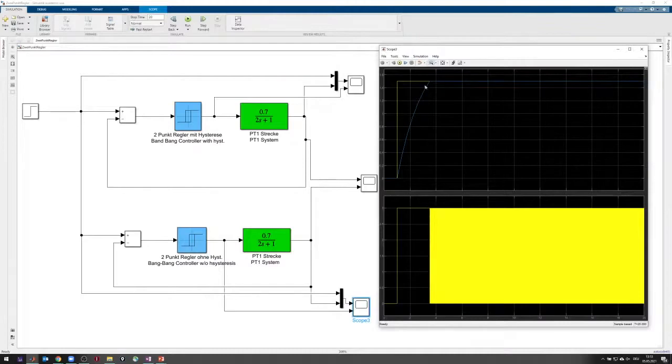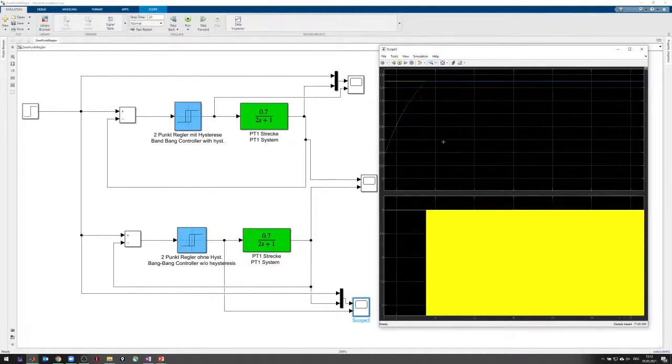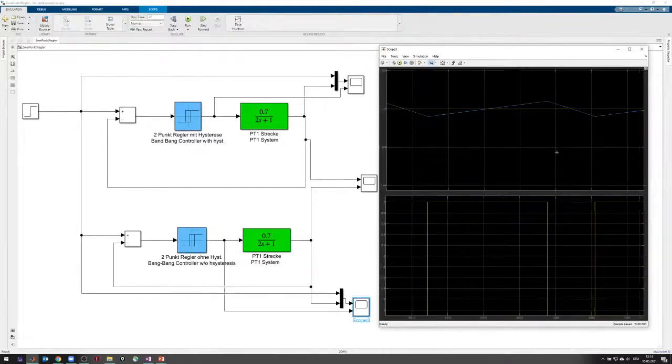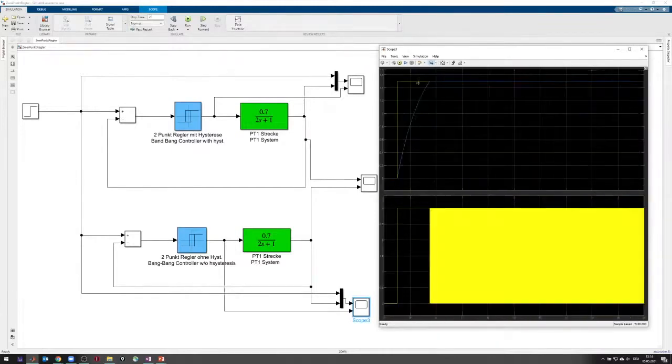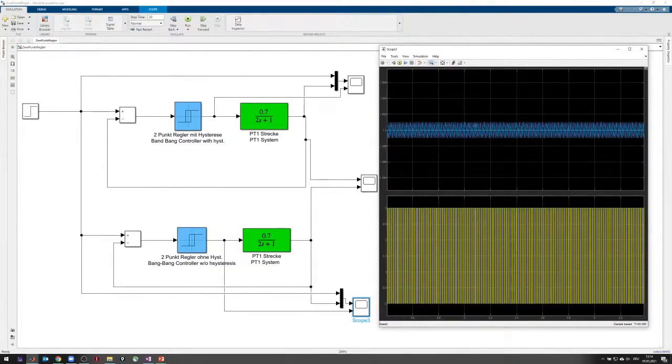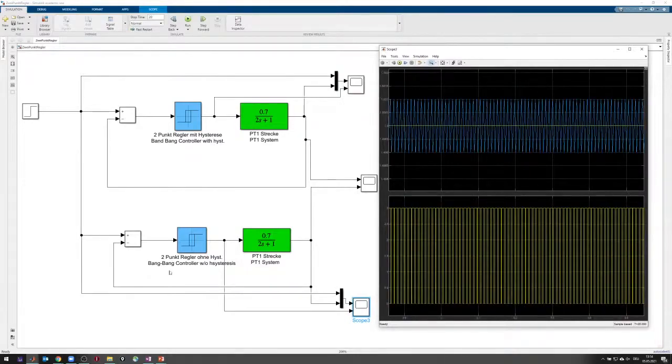If you zoom in here, you see that there are a lot of switches. We are basically switching, I don't know, 100 times, no, even more per second. If you zoom in here, you will also see the switching points, right? So we get a much better result here, but we have a lot more switches. So this is the thing you as an engineer need to decide when you design a bang bang controller, right?